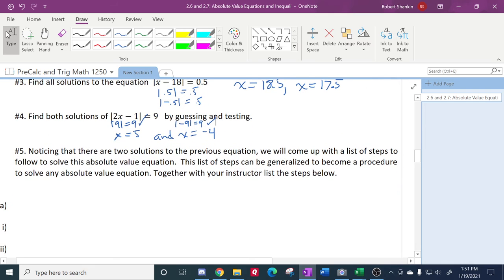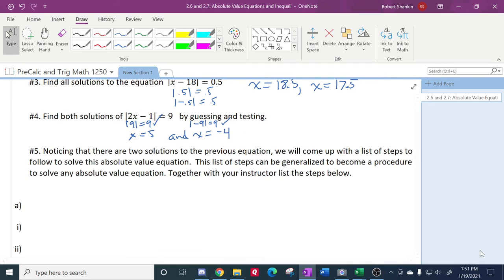And that's why we're getting two solutions. Okay, number 5 says, notice there are two solutions of the previous equation. We'll come up with a list of steps to follow to solve this absolute value equation. This list of steps can be generalized to become a procedure to solve any absolute value equation. So together we're going to come up with this list of steps. We know that an absolute value equation is going to lead to two solutions.